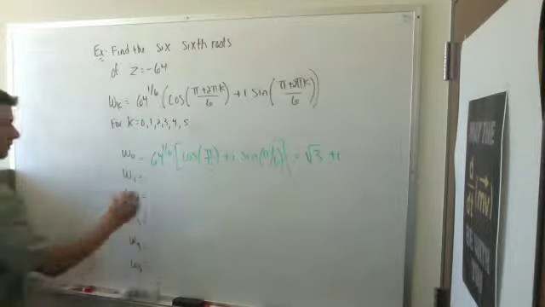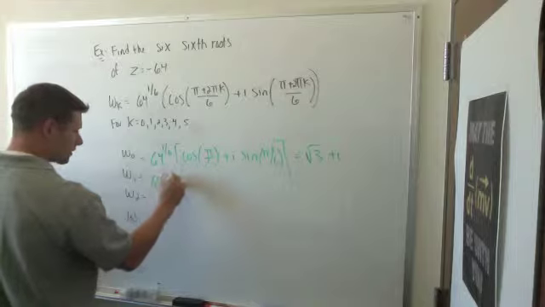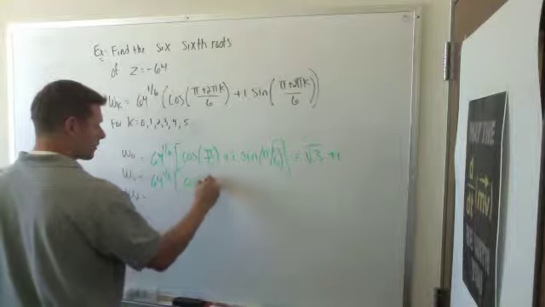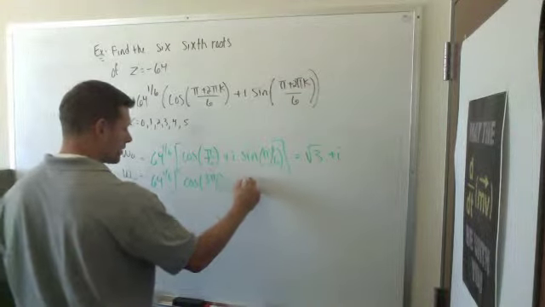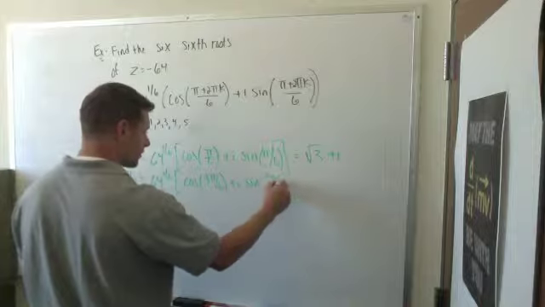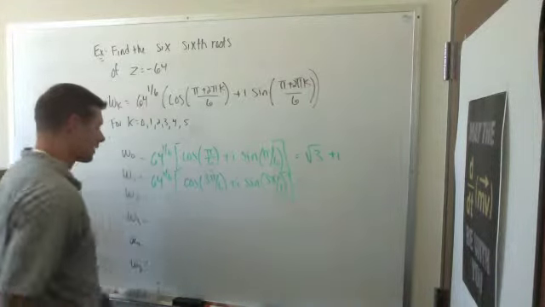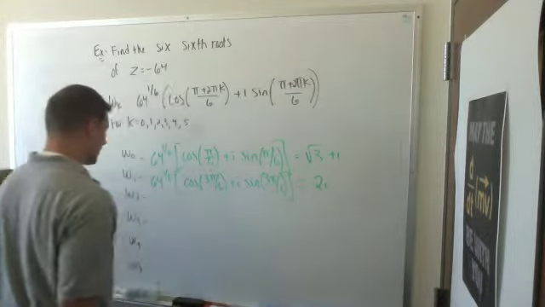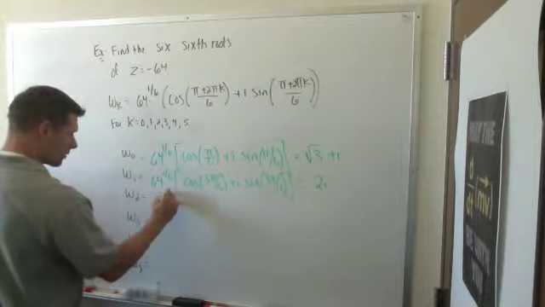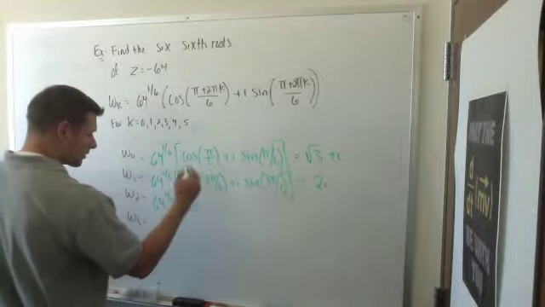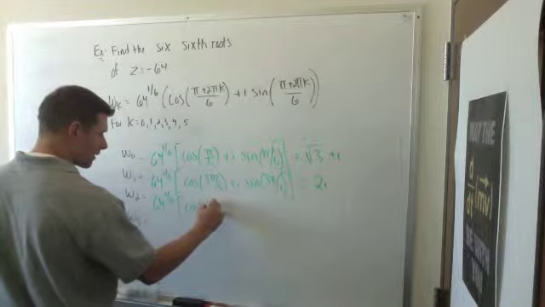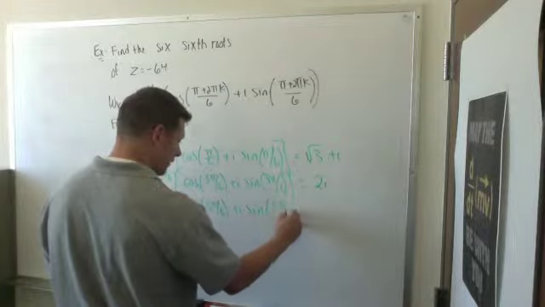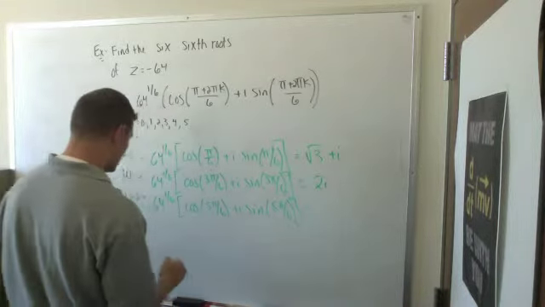Okay, W1, same thing, but now we're putting 1 for k, 64 to the 1/6. Put in 1 here, so I'll get 3 pi over 6, so cosine of 3 pi over 6 plus i sine 3 pi over 6. Okay, again, got a value here. Multiply all this out. This turns out to be the complex number 2i. W2, 64 to the 1/6. Cosine, put in 2 for k, and I get 5 pi over 6 plus i sine 5 pi over 6. Okay, compute that.